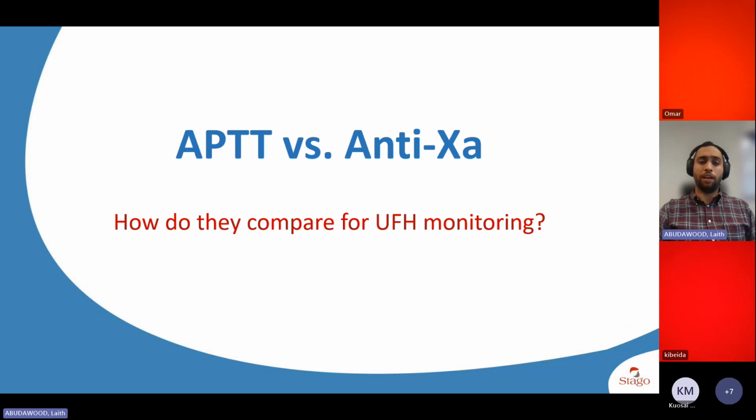Now, for a start, APTT versus antitin A for unfractionated heparin monitoring. Why would we change from something that we are very experienced with, that we have been using for a long time, and move into antitin A, knowing that, of course, one of the first things that come to mind is that antitin A is more expensive? It's a new kit, it's a new reagent. Why should I bother and move away from APTT for this purpose? This is what I will cover in the next few slides.